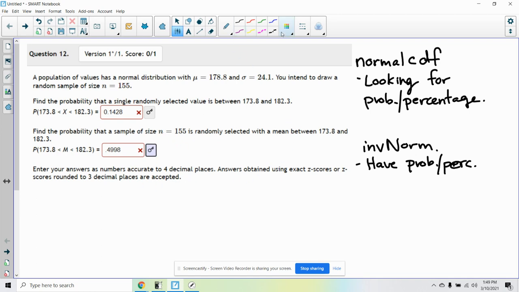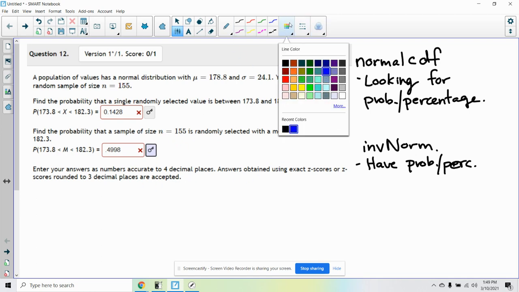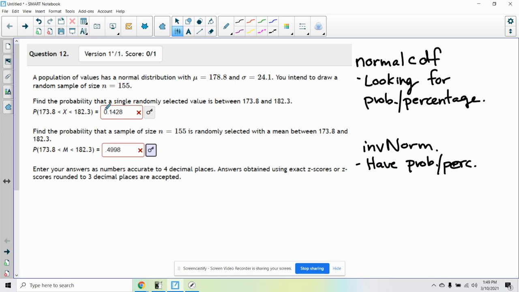The only thing to keep in mind besides that is if it mentions taking a sample. If you see the word sample or a random selection, you're taking some small group from the population, you have to remember to change your sigma. The sigma with respect to the sample is going to be equal to the sigma of the population divided by the square root of n. These are the three things you have to keep in mind for this whole chapter.